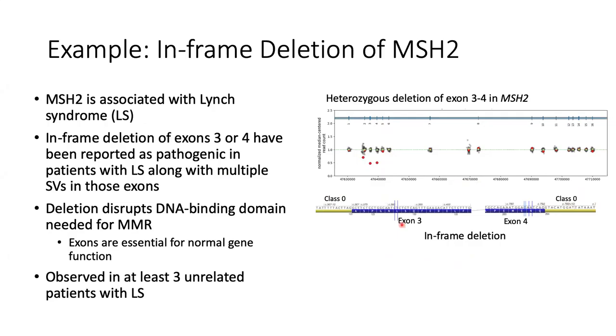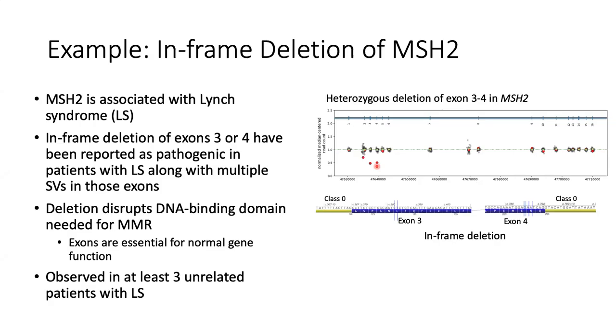Therefore, you would predict that that would lead to an in-frame deletion of exons three and four. So what's the next step? I need to prove that exons three and four are either very important for protein function, or we're observing this variant in multiple patients with Lynch syndrome and/or segregating families with Lynch syndrome.